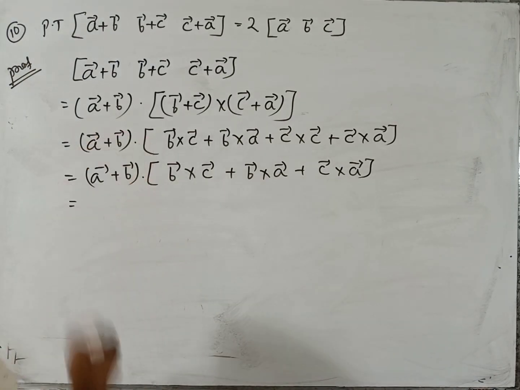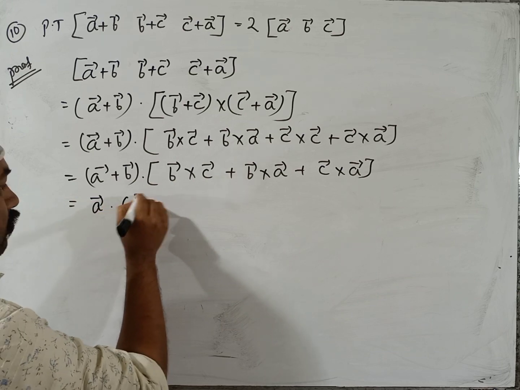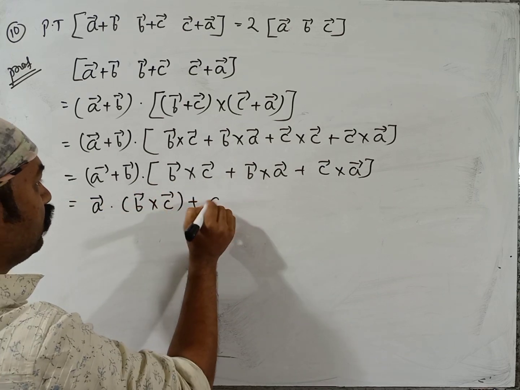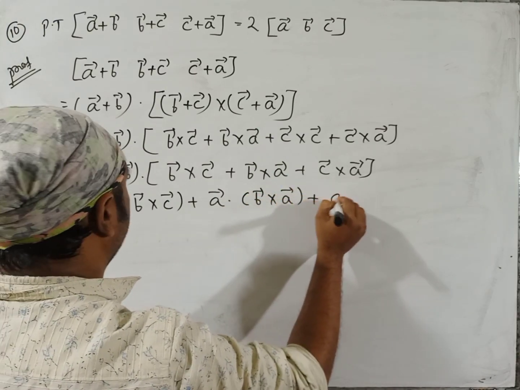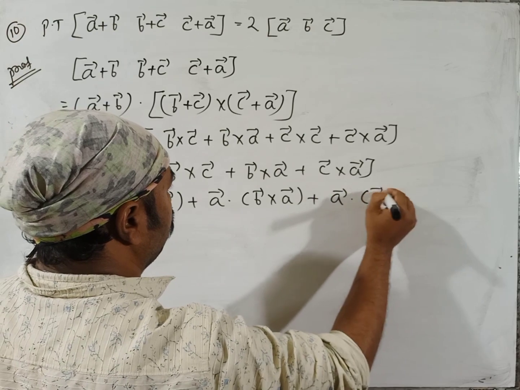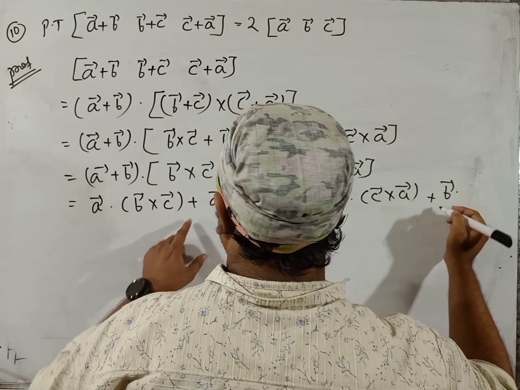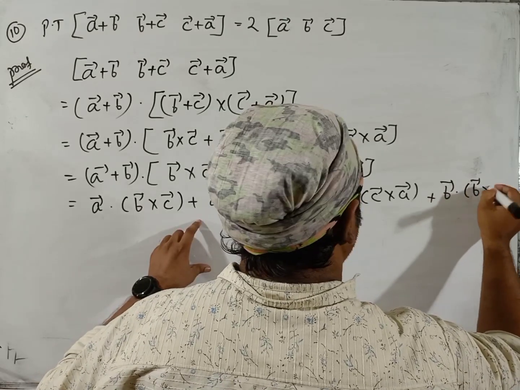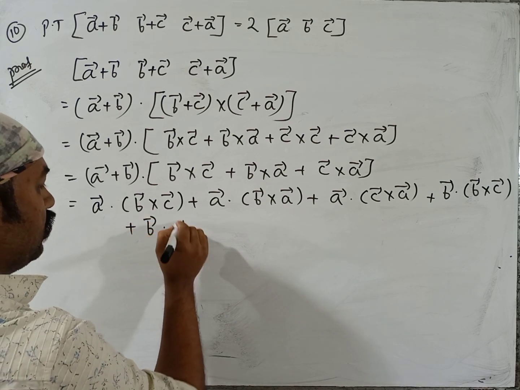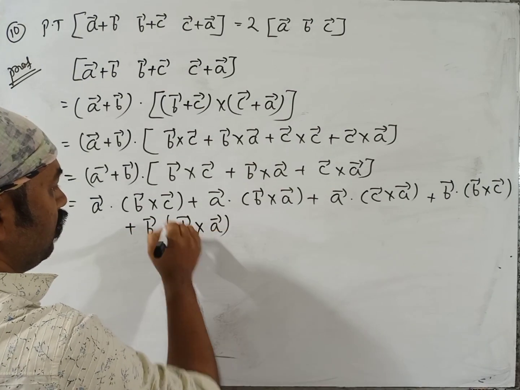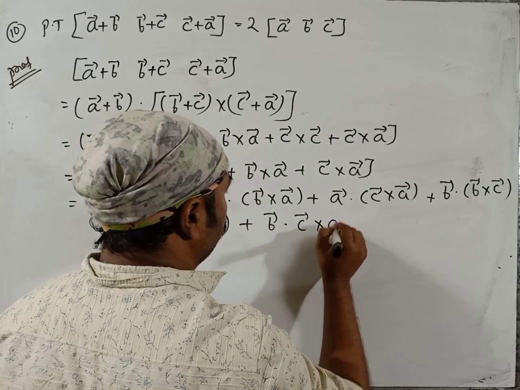Then by applying the dot product here, we have A vector dot product with B vector cross C vector plus A vector dot product with the cross product of B vector and A vector. Then A vector dot product with the cross product of C vector cross A vector plus B vector dot product with B vector cross C vector plus B vector dot product with B vector cross A vector plus B vector dot product with C vector cross A vector.